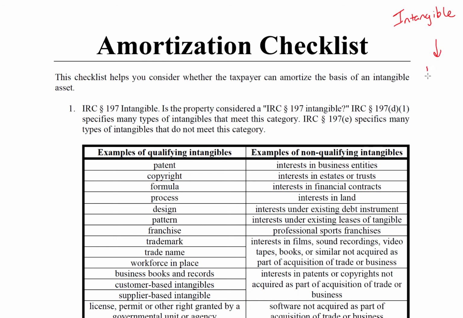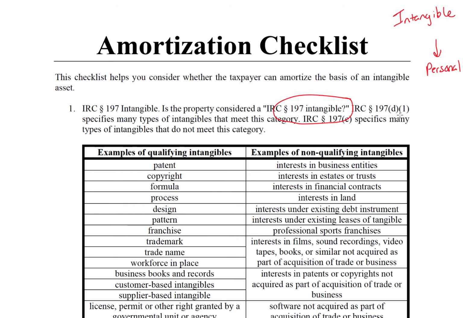Intangible, which deals with personal property, because personal property is everything other than real property. So this checklist will help you determine whether you can actually amortize a specific intangible asset. So first, we have to have a Section 197 intangible.